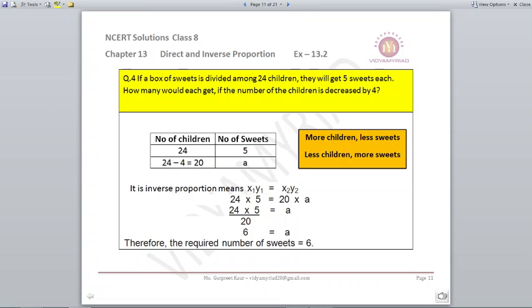So what are we going to do? 24 multiplied by 5 is equal to 20 multiplied by A. Now in the case of direct proportion, we were dividing and then cross multiplying. Here we are multiplying and then dividing. So please take care of this in the case of direct and inverse. I repeat, in the case of inverse proportion, we will multiply. That is 24 multiplied by 5 is equal to 20 multiplied by A. So the number of sweets will be 6. That means if children are reduced to 20, they will get 6 sweets each. Earlier they were getting 5.